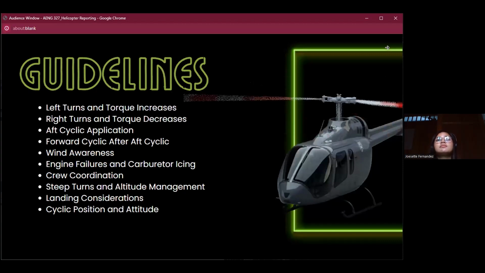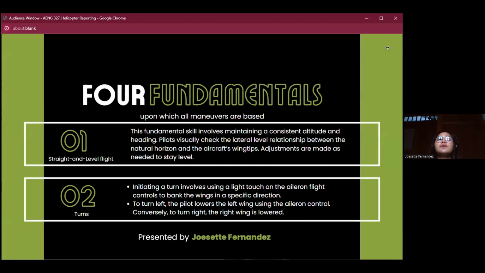Next slide, please. So there are four fundamentals upon which maneuvering is based. First one is straight and level flight. This fundamental skill involves maintaining a consistent altitude and heading. Second one is turns. Initiating a turn involves using a light touch on the flight controls to bank the aircraft in a specific direction.